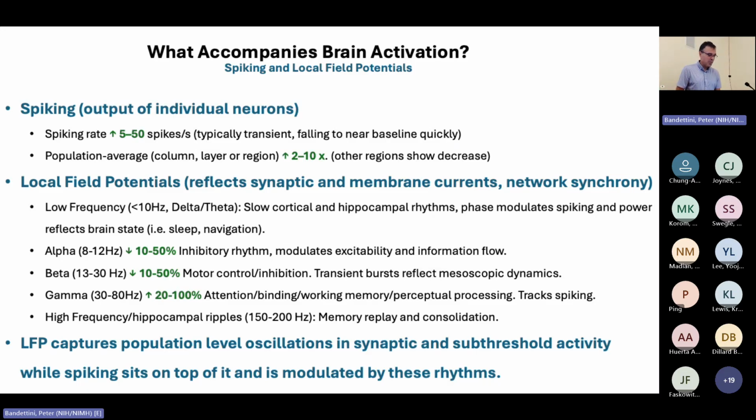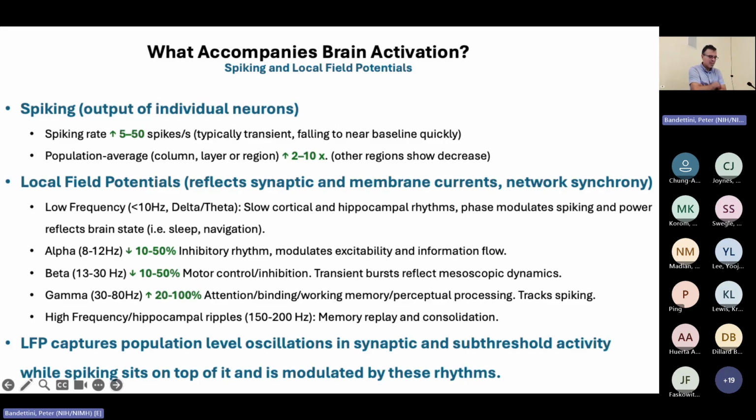There's spiking and local field potentials. The spike rate is about 5 to 50 spikes a second during rest. I'm sorry, that actually increases, to 5 to 50 spikes per second in the area that's active. It's typically transient, so there's a burst of spikes and then it goes down to some level of constant spiking. It falls near baseline, but the population average goes up, in the whole population of spikes, about 2 to 10 times.